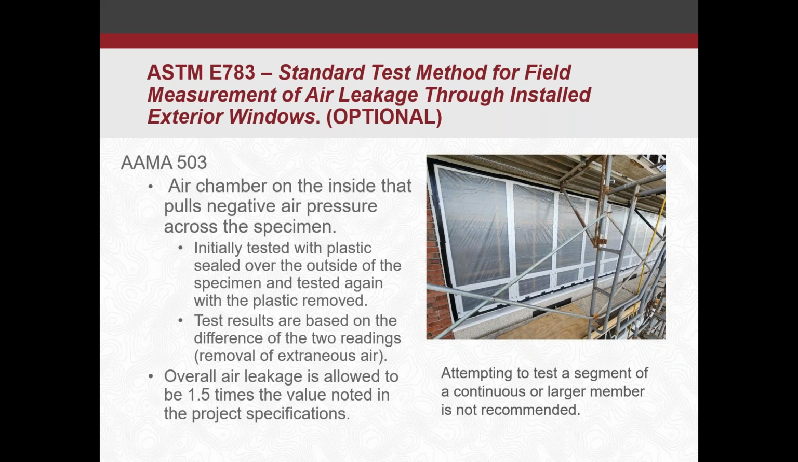Okay, ASTM E783. This is for AAMA 503. So same type of setup as performance with AAMA 502. We have a negative air chamber on the inside of the specimen, and we have basically our tear sheet up on the exterior face of the test specimen. We would take an airflow reading with the tear sheet up, remove it, take another flow reading, and the difference of the two readings would be the actual flow through the specimen itself based on area.